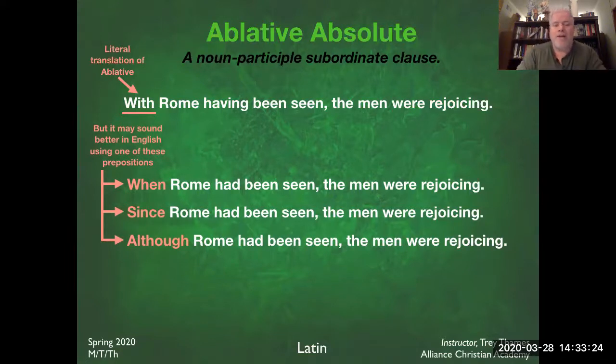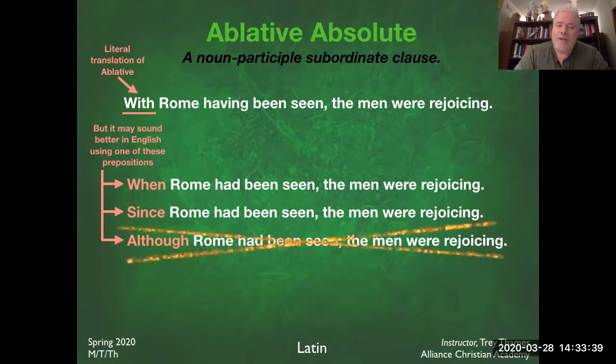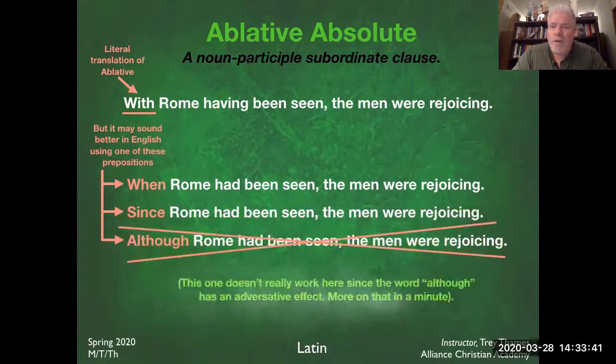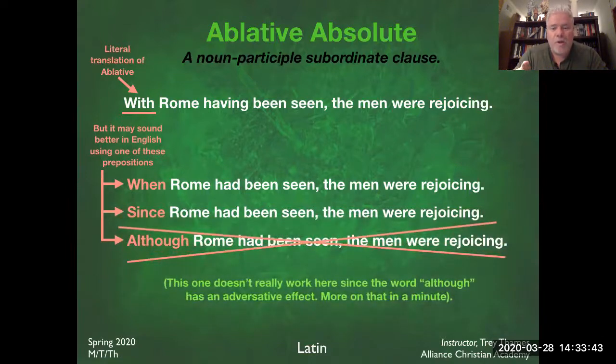So it may sound better to say, when Rome had been seen, the men were rejoicing. That already sounds a little bit better. You could say, since Rome had been seen, the men were rejoicing. Or you could say, although Rome had been seen, the men were rejoicing. Now, technically, this one doesn't work really well in this particular sense, and I'll tell you why in just a minute, because it has more of an adversative effect, but I'll explain that in a minute. So let's talk about these other possibilities.